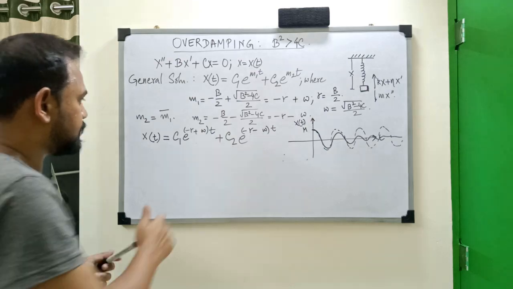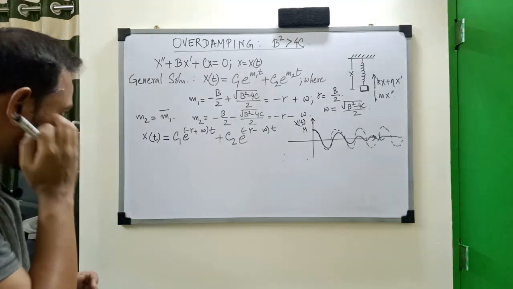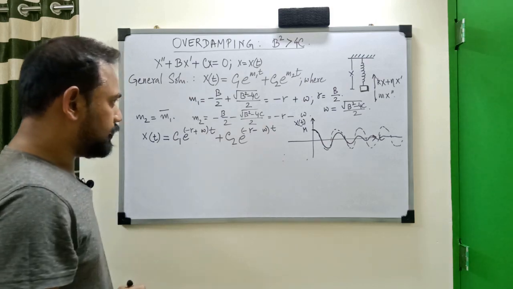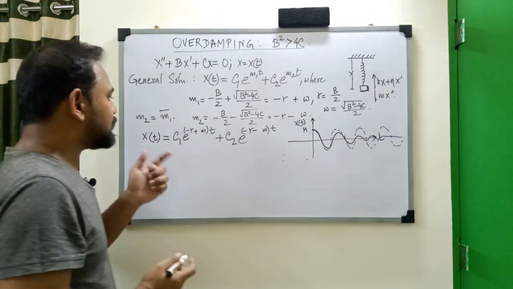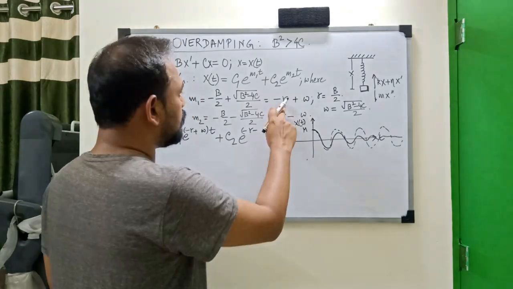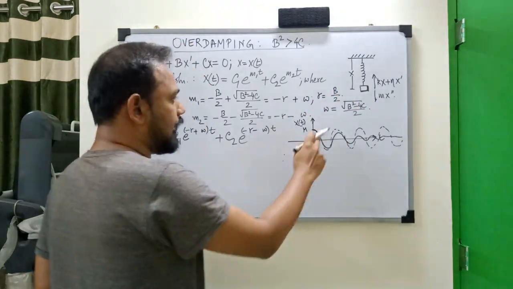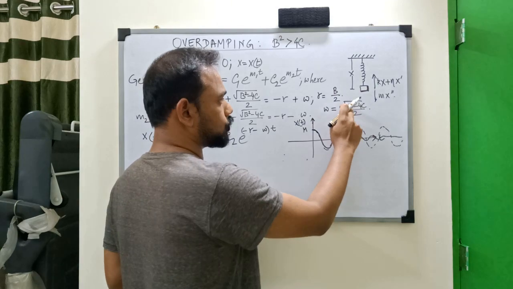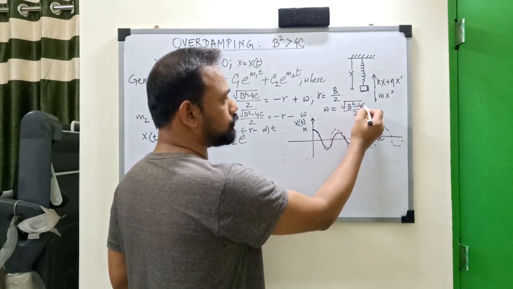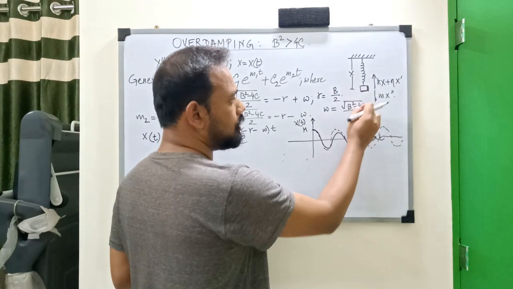Okay, let's analyze these two indices here. What is minus r plus omega? Is this positive or negative? It is a negative number, because r here is b by 2 and omega is the square root of b squared minus 4c. So this is a positive number.